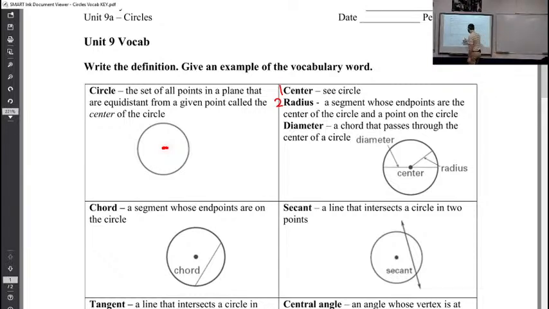If we take that chord, that segment that starts and ends at a point on the circle, so we've got 2 points on the circle, we connect them. If we extend that out to a line, then that is called a secant line. So a secant line is a line that intersects our circle at 2 points.